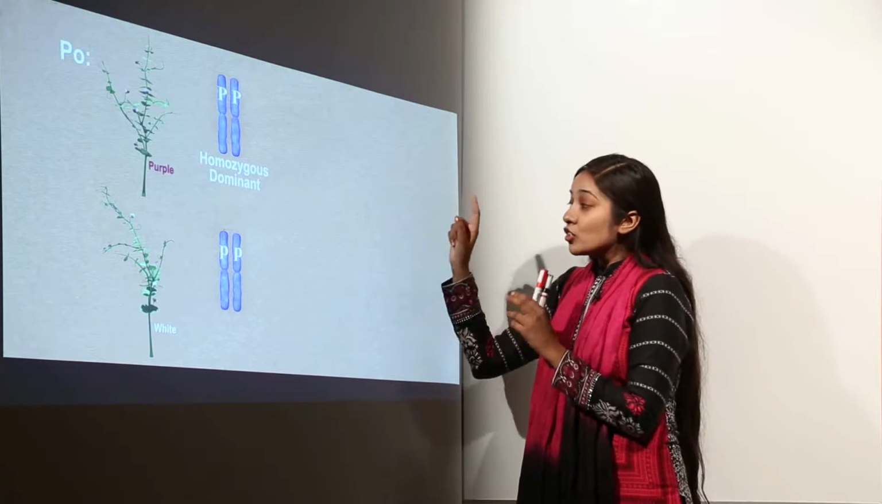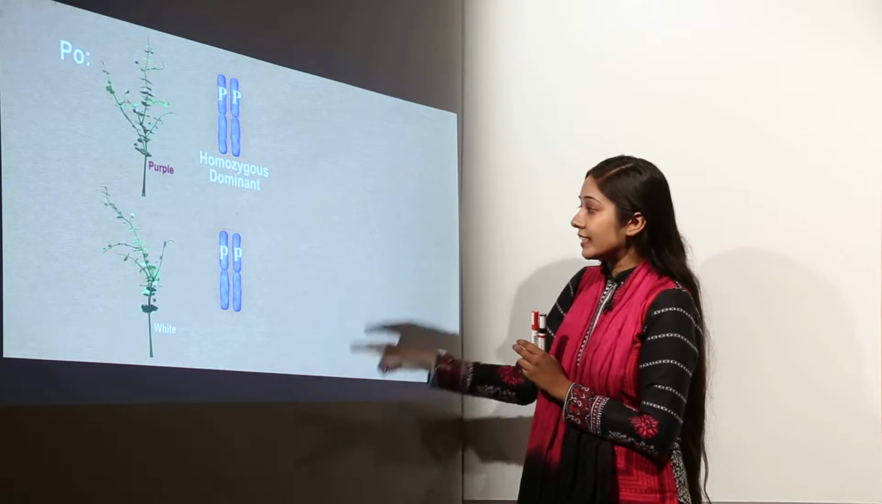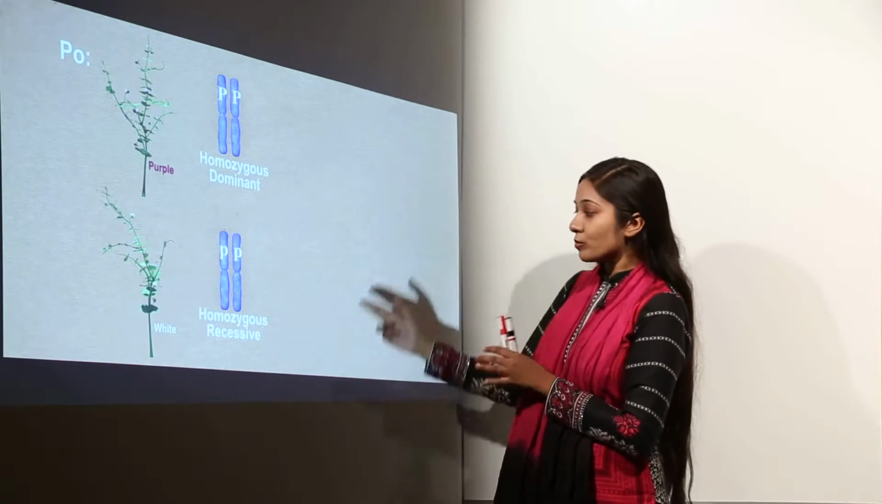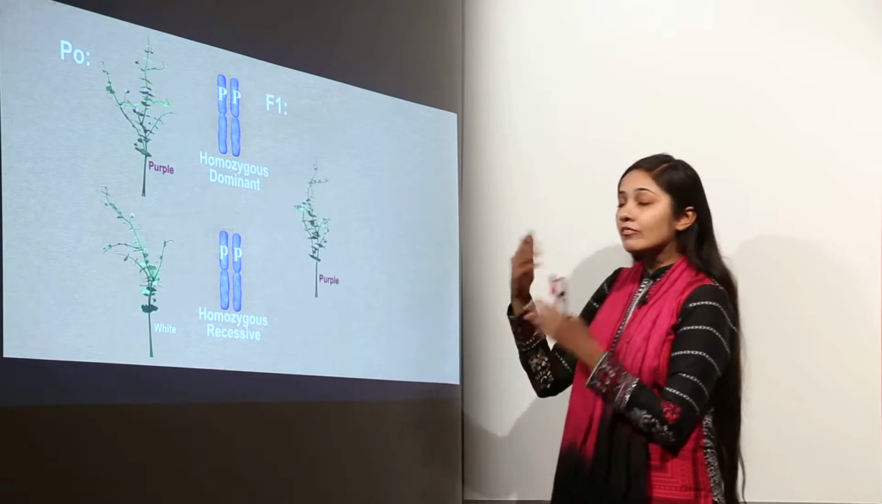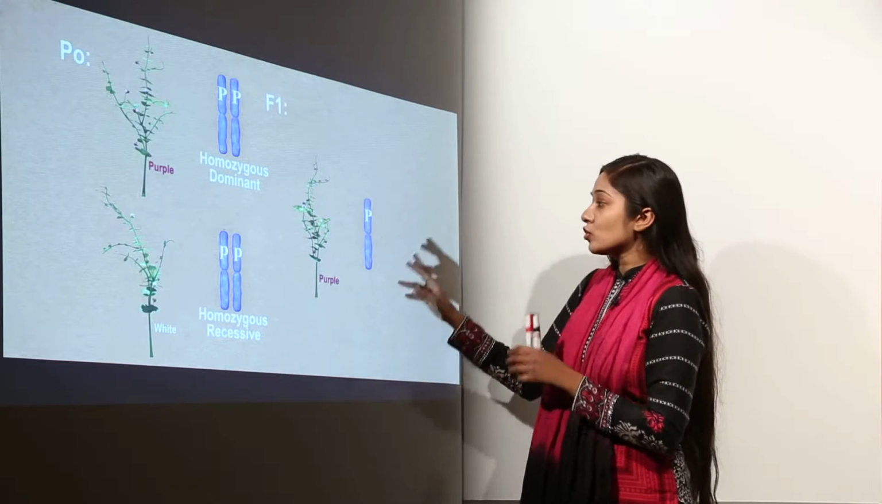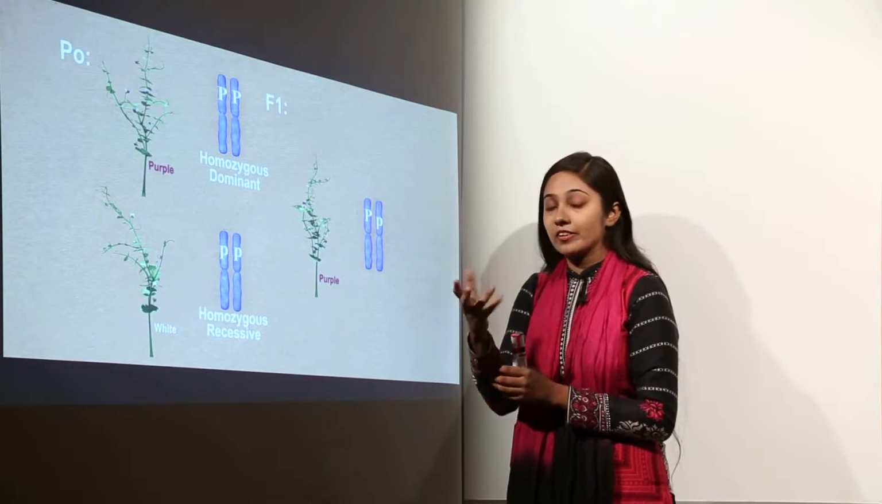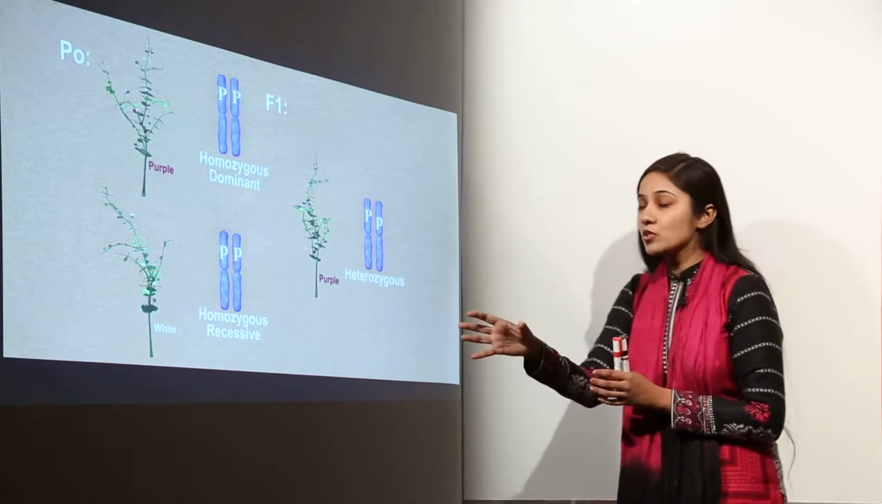It is having 2 small p, means 2 lowercase letters, means it is homozygous recessive. This is homozygous dominant, it is homozygous recessive. So what are the possibilities? The plant is definitely going to show purple flowers. Why? Because the purple is the dominant characteristic trait. Remember, what is seen is the dominant one.